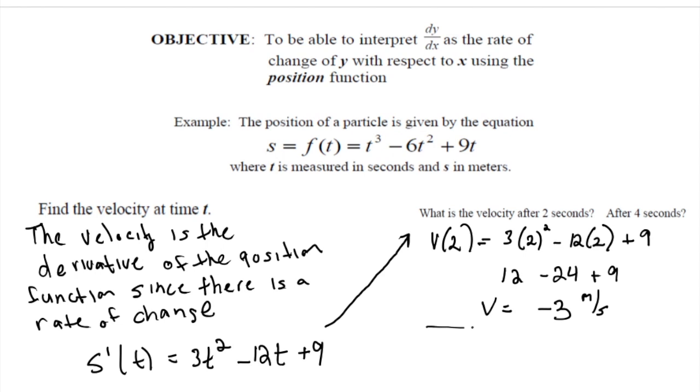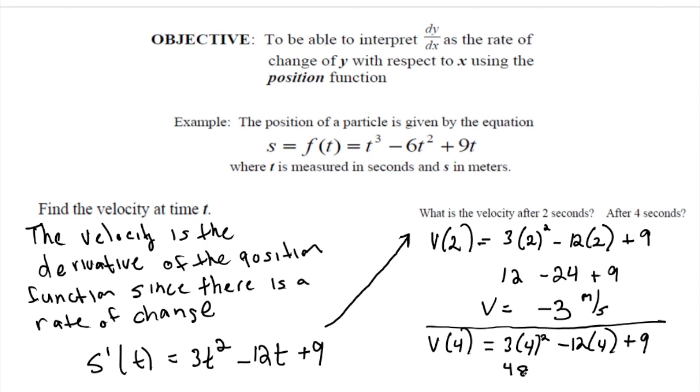Now let's do the same thing except after 4 seconds. I'm going to write it as v of 4, and that's going to equal 3 times 4 squared minus 12 times 4 plus 9. Let's simplify this. 4 squared is 16, and 16 times 3 is 48. Then minus 12 times 4, that's another 48. So 48 minus 48 plus 9, and these are going to cancel out. So our answer is 9 meters per second. And there it is.